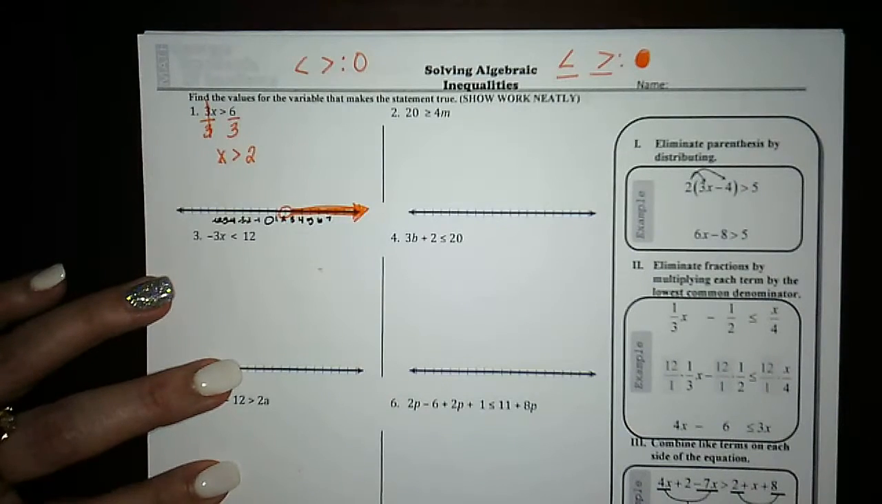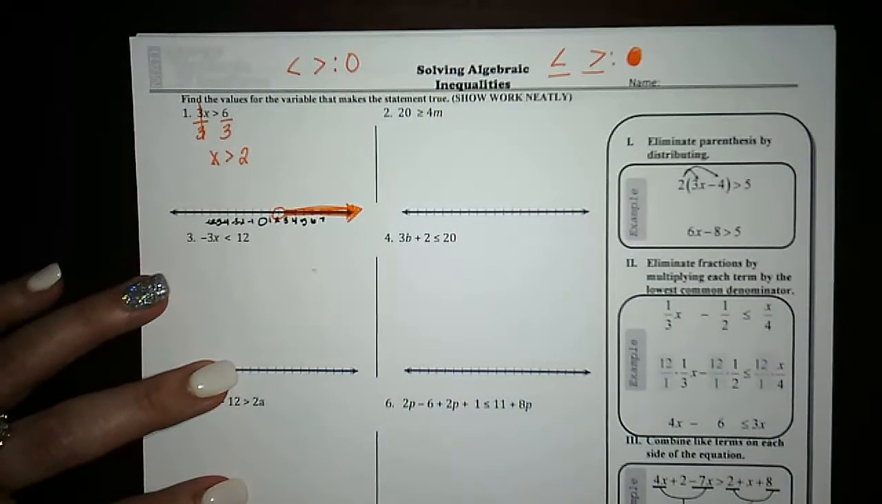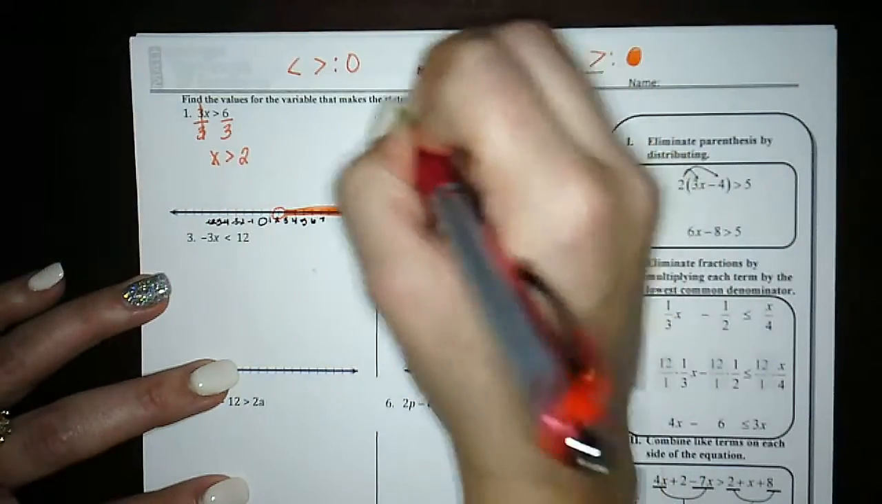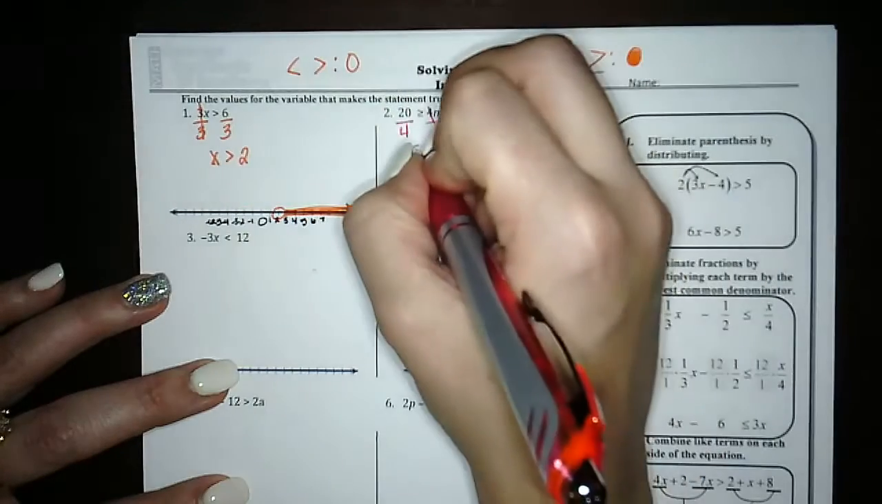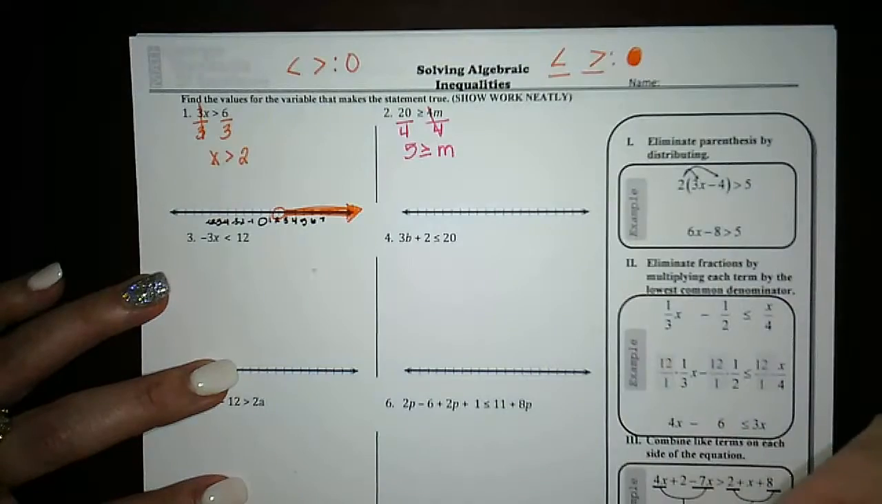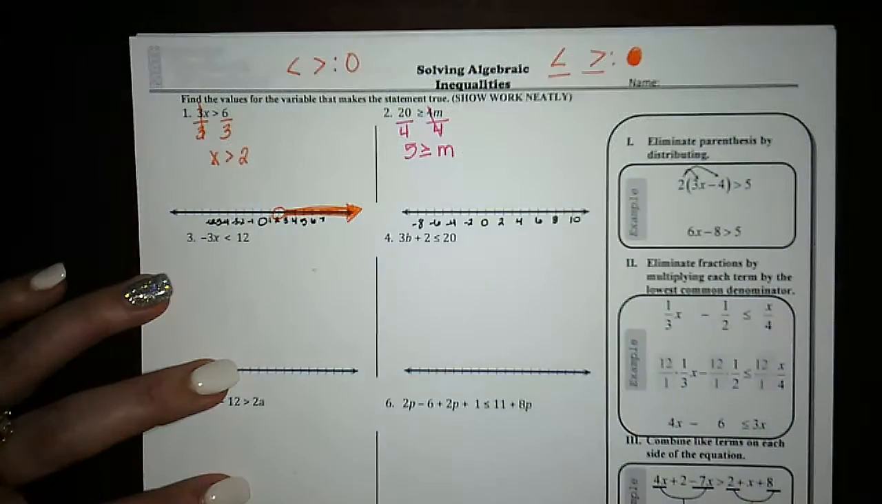When we look at number 2, 4 and m are being multiplied. We do the inverse operation, which means to divide. So we divide by 4, and you get 5 is greater than or equal to m. So we're going to plot this point. We're going to do a closed circle at 5.